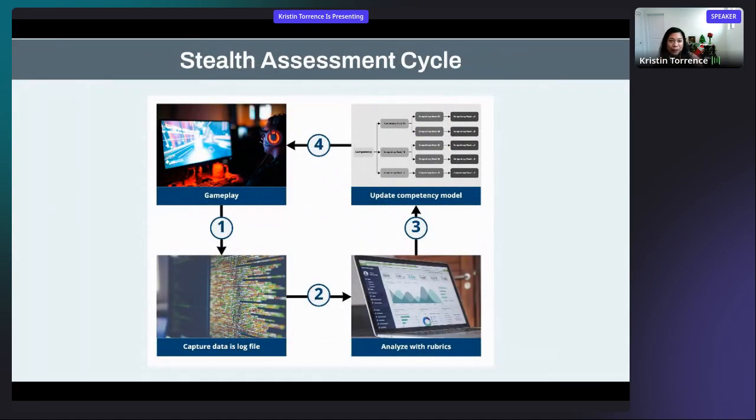So again, the simplified version of the stealth assessment cycle. The gameplay occurs, that is stored and analyzed. The system then has a better idea of the learner's competency levels and can adjust to provide the right level of game activities.